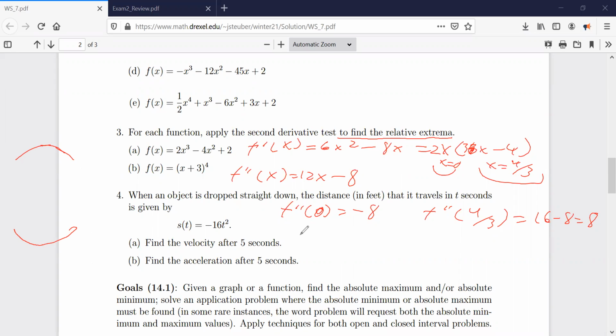So that tells me there's a local min, a relative min, at 4/3, f of 4/3, and a relative max at 0, f of 0. Does that make sense to everybody?